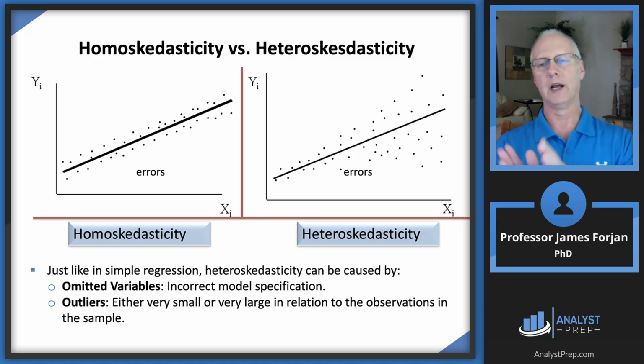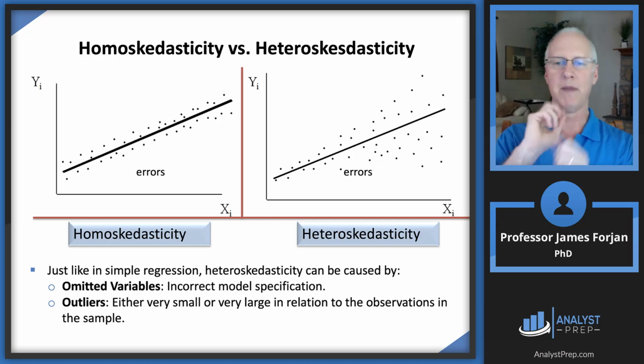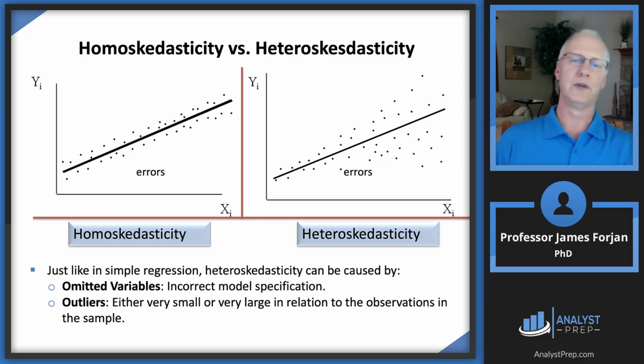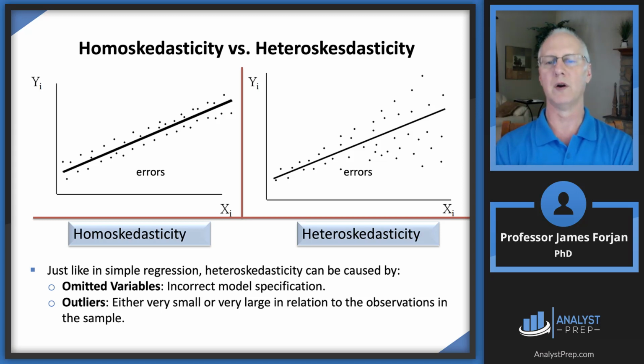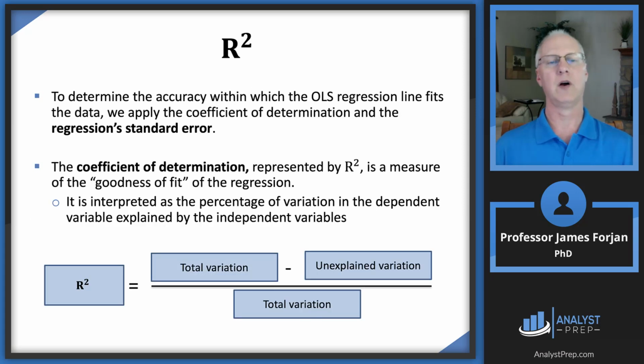graph, where they kind of look like someone's speaking in a megaphone and we're shouting out to the right. And it doesn't have to be to the right. Those differences could be to the left towards the origin, or they could be somewhere in the middle. But clearly there's not a constant variance, and that's why we have heteroskedasticity, and that's going to cause the same problems that it did back in simple linear regression. So it can be caused by omitted variables, and it can be caused by outliers.